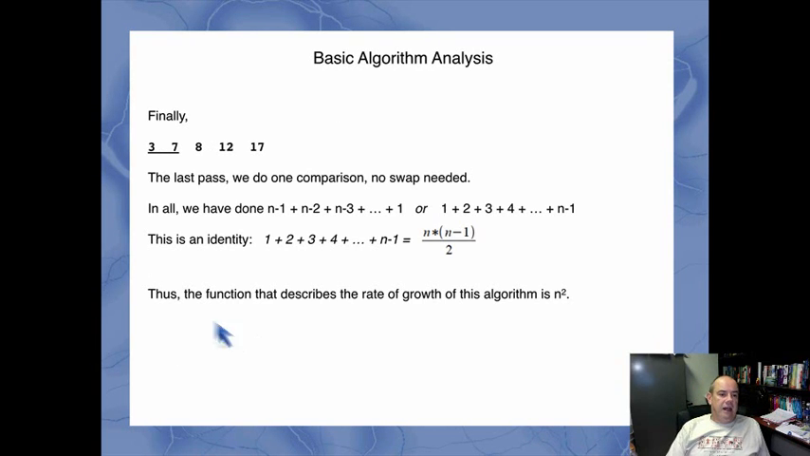Then finally, the last pass, we check the 3 and the 7, but we don't swap them, but we did do the comparison. So if you count the number of comparisons needed to do the swaps, you will see that you have n minus 1 plus n minus 2 plus n minus 3 down to 1. Or written another way, 1 plus 2 plus 3 plus up to n minus 1. This is an identity. This is n times n minus 1 over 2. Thus, the function that describes the rate of growth of this algorithm is n squared.